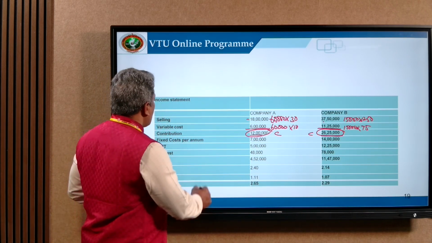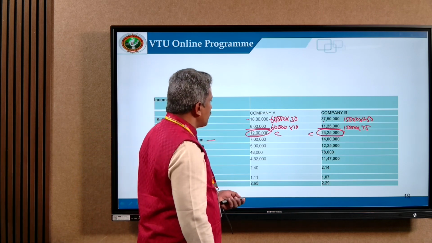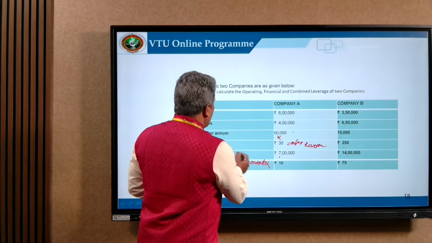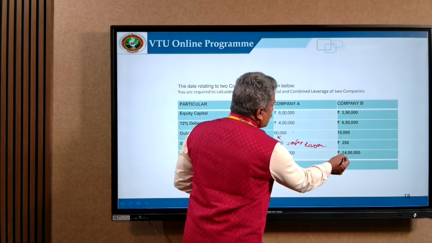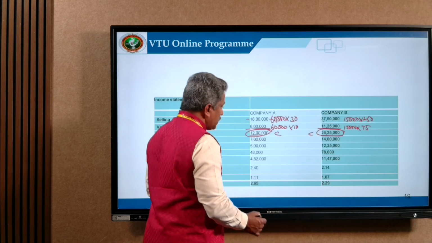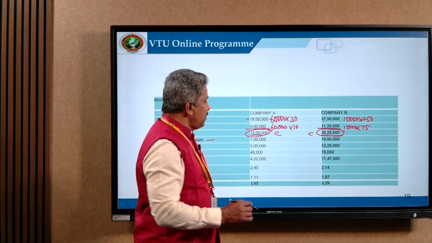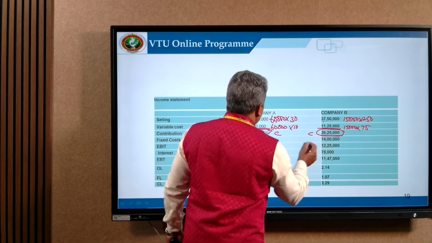Then fixed cost is given. Fixed cost is given in the problem. For company A it is 7 lakhs, company B it is 14 lakhs. So, straight away fixed cost remains the same. So, 7 lakhs and 14 lakhs rupees fixed cost.